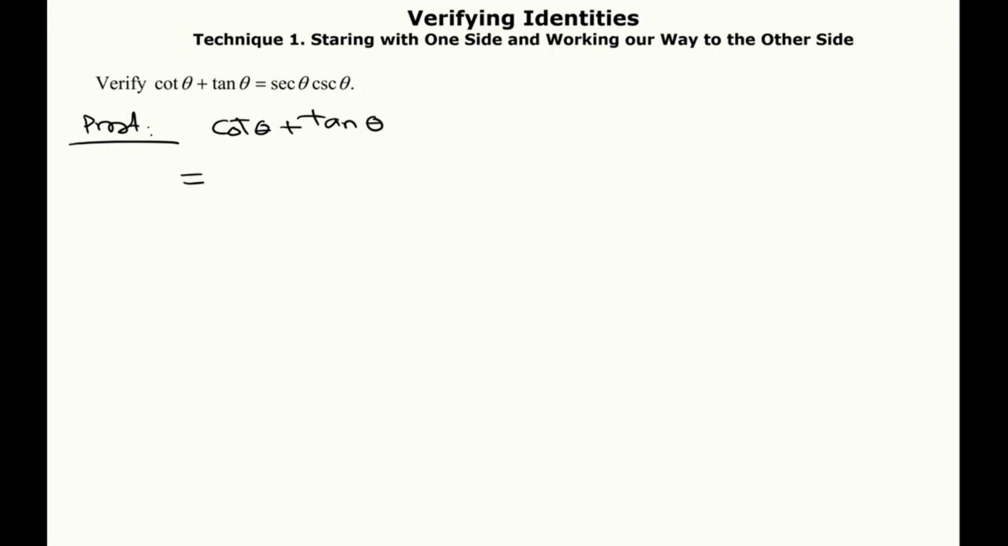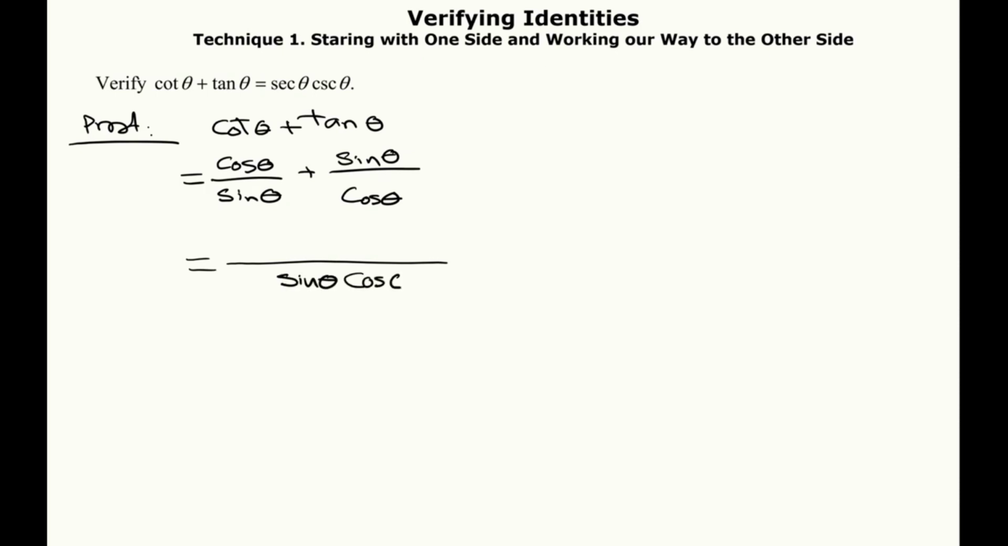Now we'll use our standard technique of just converting all expressions to sines and cosines if they aren't already in that form. So we can write cotangent of theta as cosine theta over sine theta, and we know we can write the tangent of theta as sine theta over cosine theta. So now we're going to go ahead and combine those using our algebraic skills, which is going to require a common denominator, which is sine theta cosine theta.